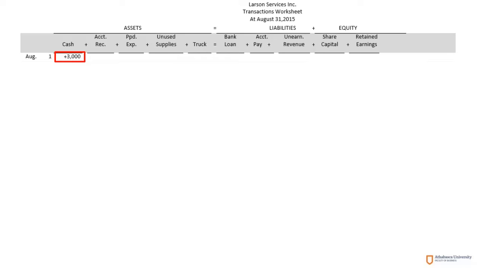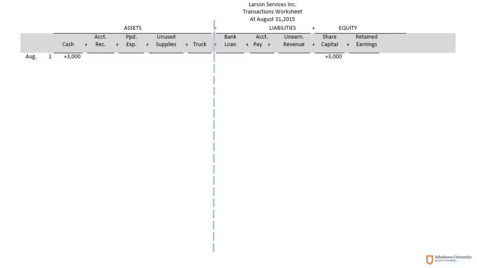Larson's cash is increasing, so we show an increase of $3,000 in the cash column. Where did that cash come from? It came from an increase in equity, specifically the issuance of shares. Remember that there are always at least two parts to a transaction and that those parts must balance. In this case, assets are increasing by $3,000, and on the other side of the accounting equation, equity is increasing by $3,000. The equation, assets equal liabilities plus equity, is in balance.